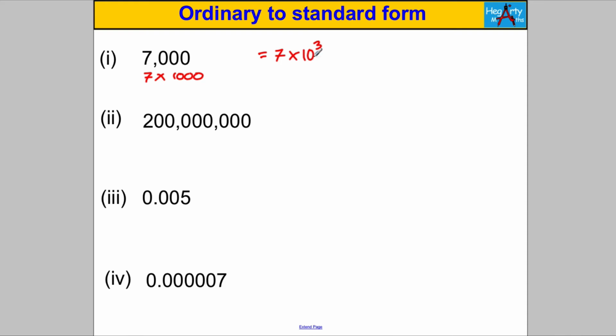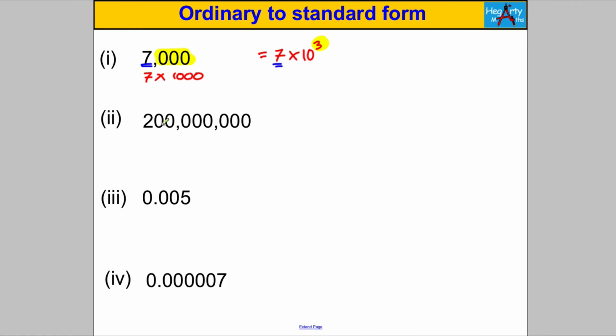But there's a quicker way. Let me show you the quicker way. The first non-zero number is the 7. If I write the 7 down like that, then I count how many digits after that. There's 3. And so because it's a positive number, I say it's multiplied by 10 to the power of positive 3. And that always gets me a really quick way of working these out.